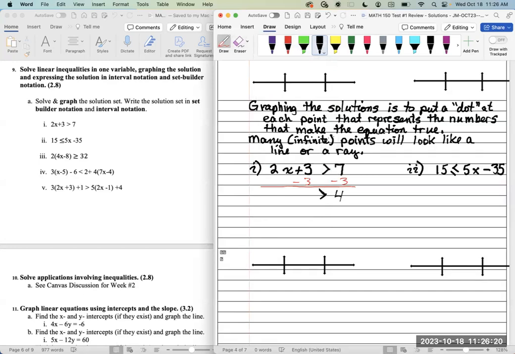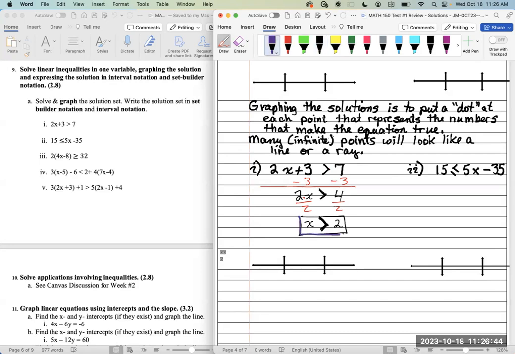So I'll have 4. On the left side, I'll have 2x. I'm now dividing. As soon as I'm dividing, I stop and ask myself, do I need to change the direction of the sign? The answer is no, because I'm dividing by a +2. So I'm looking for x greater than 2. Those are the solutions to this equation.